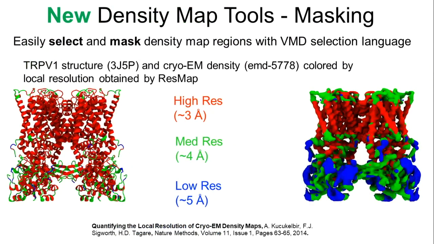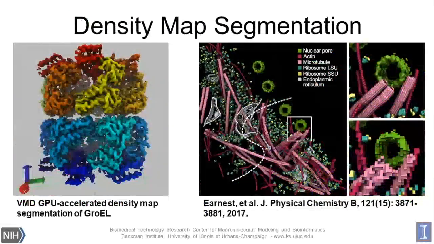If you have a bunch of different density maps and you want to compare them, or you want to superimpose regions of different resolution, this is an example where you can use the new masking tool to select different parts of different maps and create a new map tagged with the different components. And then you can make a visualization like the one on the right, where you can clearly see the regions that have different resolution.